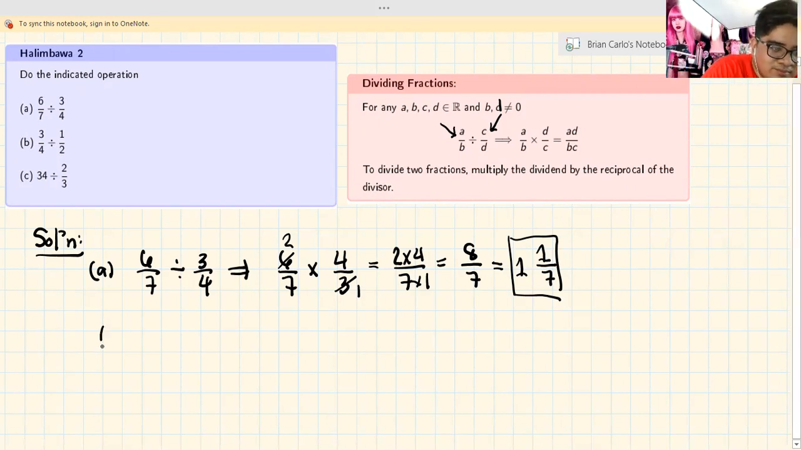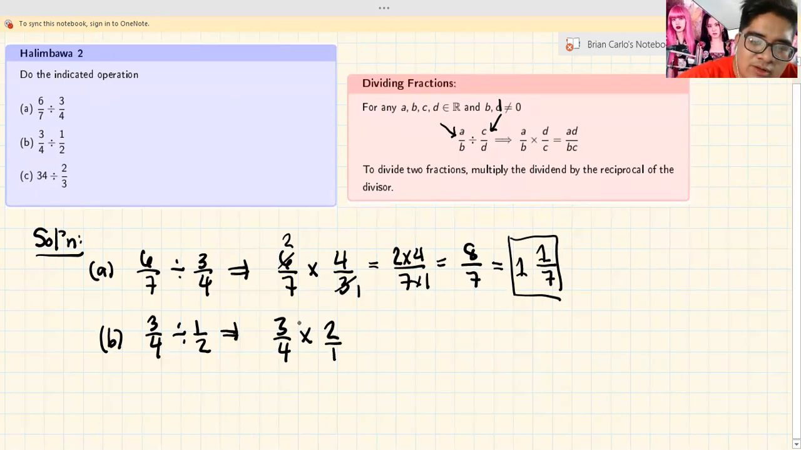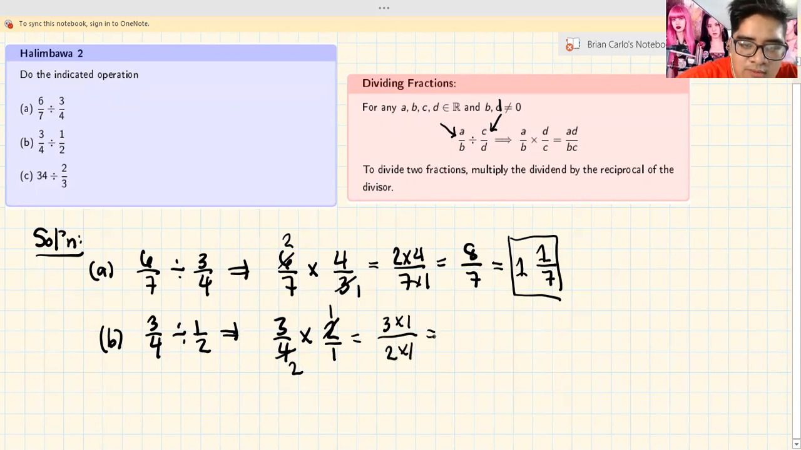Ngayon, letter B. 3/4 divided by 1/2 just implies that 3/4 is multiplied by 2 over 1 or 2. Ilan 2 ang meron sa 4? Dalawa. So, 2 to. Ito magiging 1. So, magiging 3 multiplied by 1 all over 2 multiplied by 1, or 3 halves. And this is improper. Ilan 2 ang meron sa 3? Isa, so equal yan sa 1. 3 minus 2, yun yung numerator, all over 2. So, yun yung mixed fraction niya.